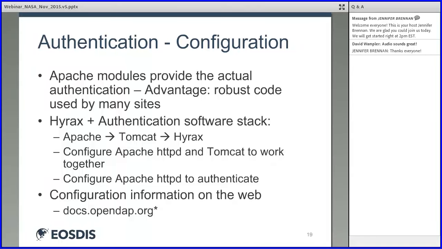The authentication software stack looks like this: Apache runs Tomcat, which runs Hyrax. You configure Apache to work with Tomcat using the standard modules that enable that. Nothing new there. And then you configure Apache HTTPD to authenticate using, again, standard modules. All of this is documented on our website in considerable detail, so it's essentially a cookbook recipe.